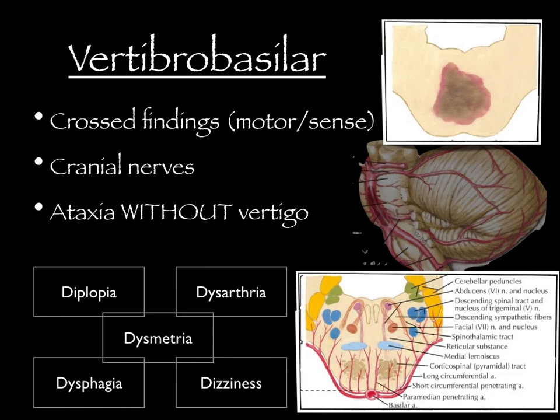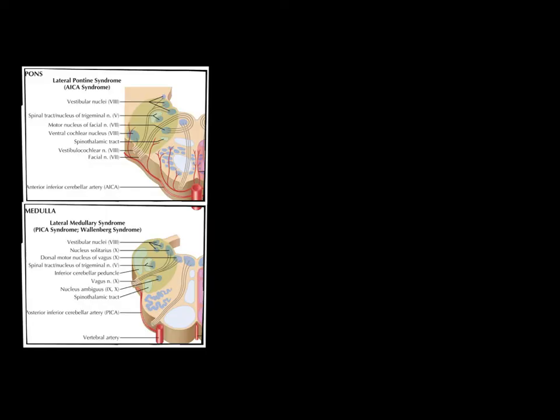All these tend to be things like ataxia that tend to be on the ipsilateral body. So anything with any crossed findings, something on one side of the body and something else on the other, you need to think about brainstem. These people can also have ataxia without vertigo, and that would be because of the cerebellar inputs here. These people also should have cranial nerve deficits.